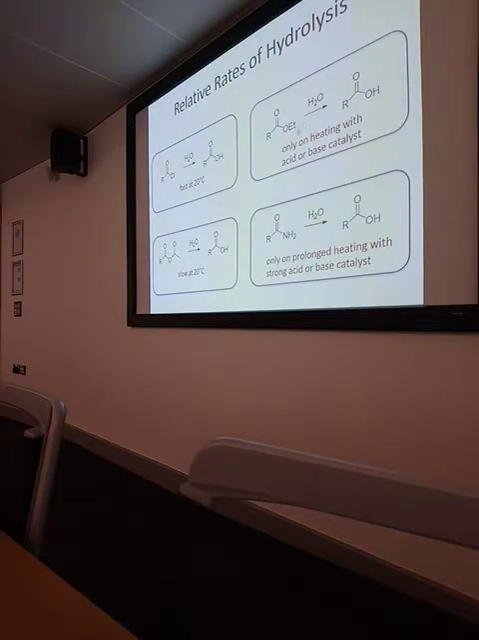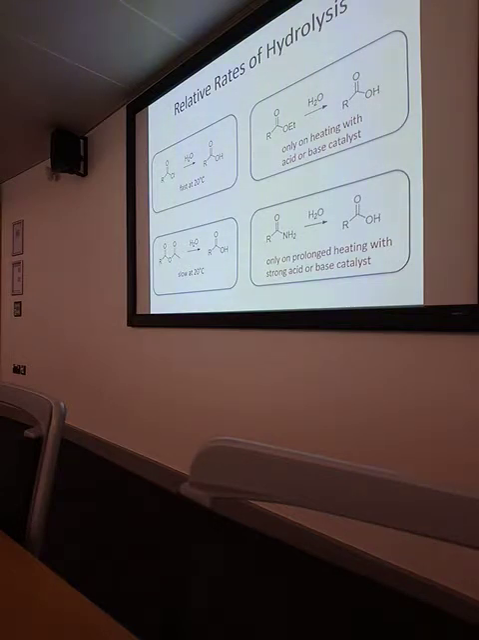Now, in terms of hydrolyzing an ester with water, this is only really going to happen if you heat it and you have some sort of catalyst, so either acid or base. And then the same thing with the amide, that you need to heat for a long time to hydrolyze that amide. So these are kind of reflected in the reaction conditions. If you want to hydrolyze an amide, it's going to take you a lot longer than hydrolyzing an ester.